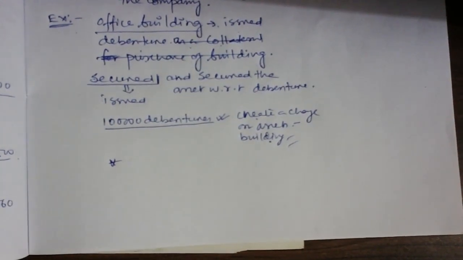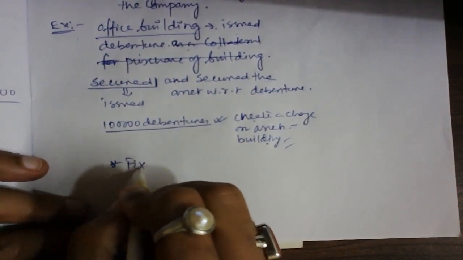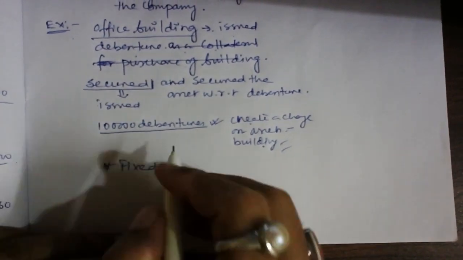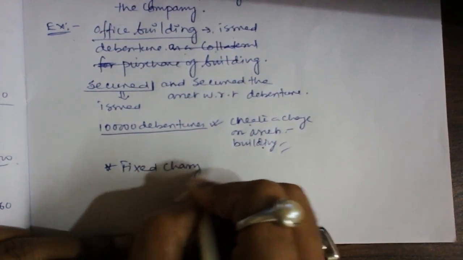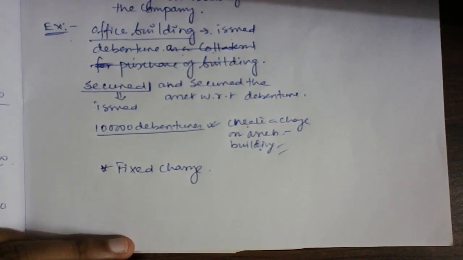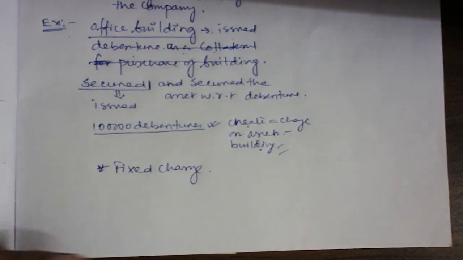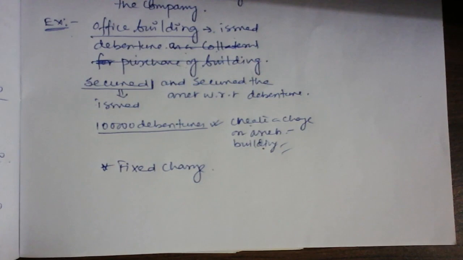We have two types of secured debenture charges. One is called the fixed charge, another is called the floating charge. Fixed charge and floating charge, these are the two types of secured debenture based on the charges. Two types of charges we create on the asset.